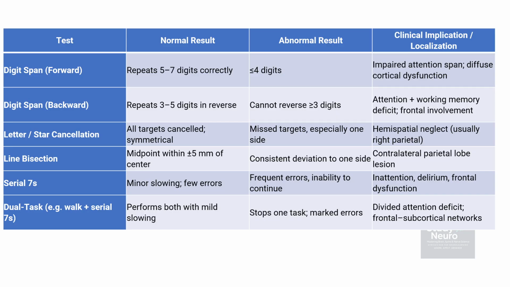Serial 7s measure sustained attention and calculation, with frequent errors suggesting inattention or frontal dysfunction. Dual task tests, like walking while performing a mental task, reveal difficulties in dividing attention, implicating frontal subcortical networks. Together, these tests help pinpoint both the type and location of attentional deficits.